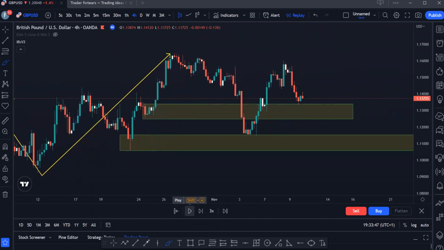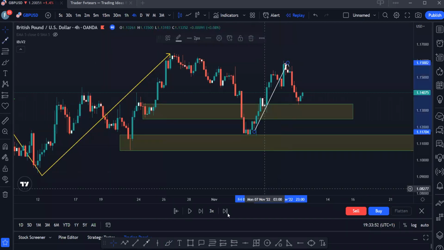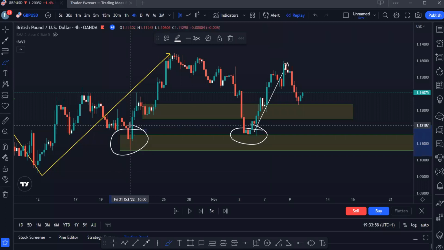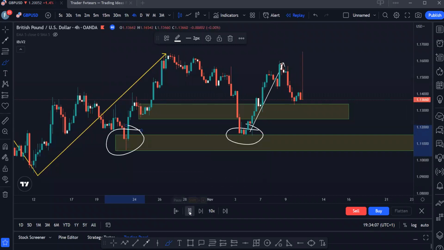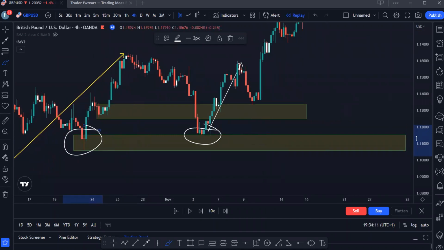That move, where did that move start from? This impulse move here, where did it start from? It started from this support that we highlighted. Okay, started from that support. We'll do another example shortly. And then the move kept going. See how strong that support is.